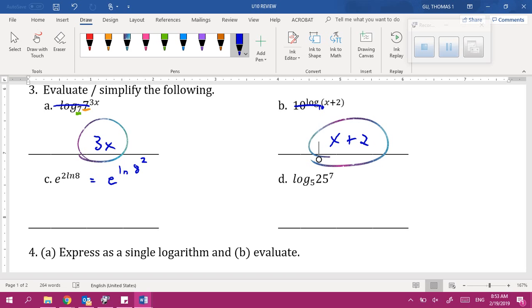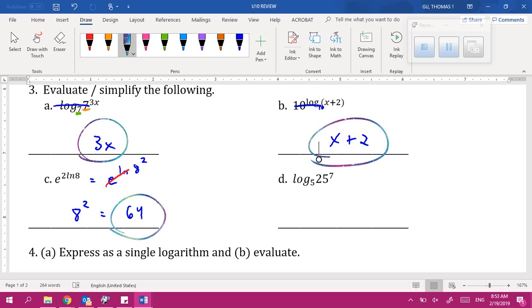Now remember, e is the base on the natural log. Okay, so this is the same thing as e raised to the log base e, which would cancel it out, leaving me with just 8 squared as my answer. But what's 8 squared? 64. That's right. And there it is.